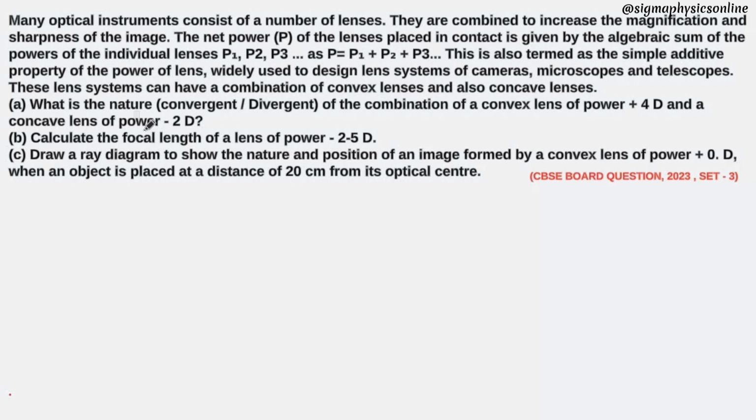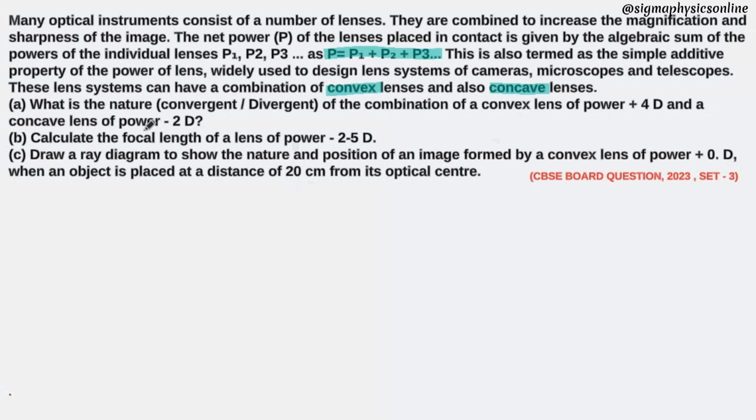Now let's see what today's question is. It's a question from the light chapter and it reads: many optical instruments consist of a number of lenses. They are combined to increase the magnification and sharpness of the image. The net power P of the lenses placed in contact is given by the algebraic sum of the powers of the individual lenses P1, P2, P3, as P is equal to P1 plus P2 plus P3 and so on. This is also termed as the simple additive property of the power of lens, widely used to design lens systems of cameras, microscopes and telescopes. These lens systems have a combination of convex lenses and also concave lenses.